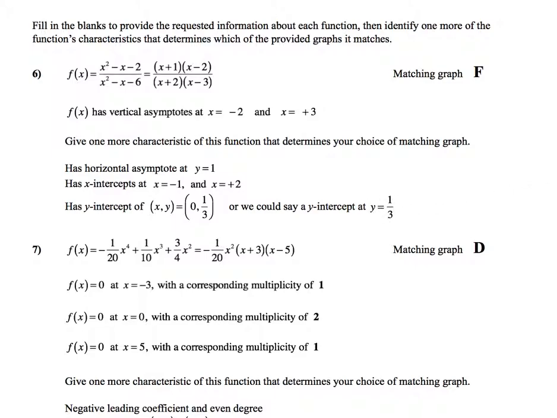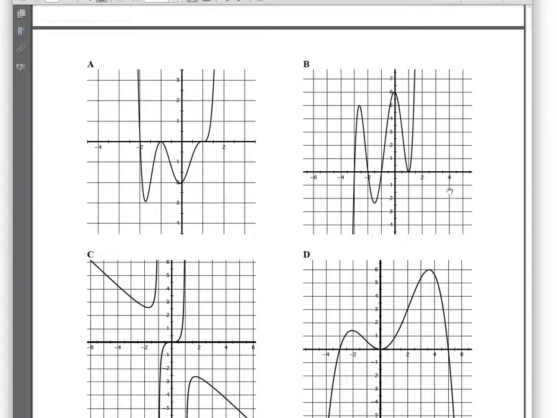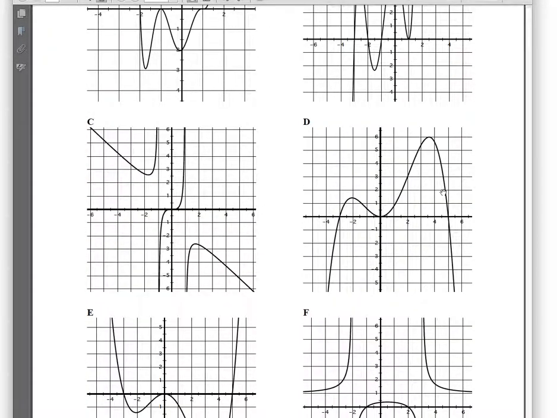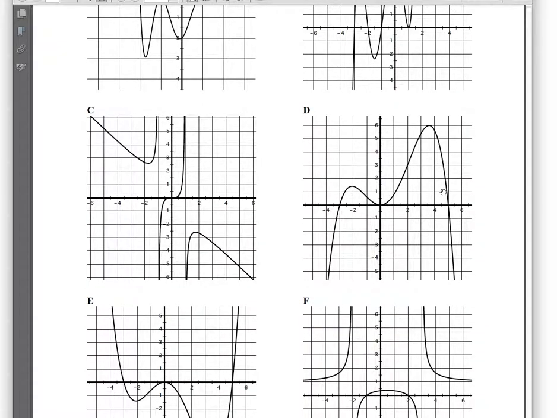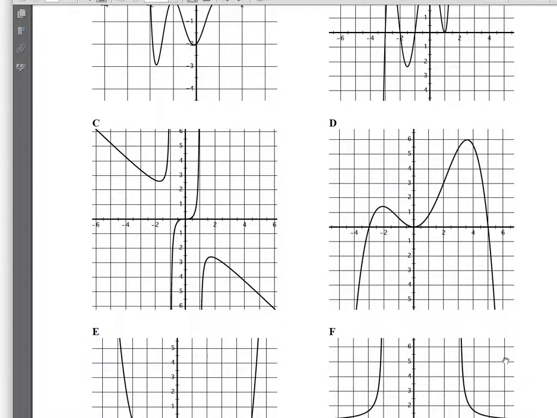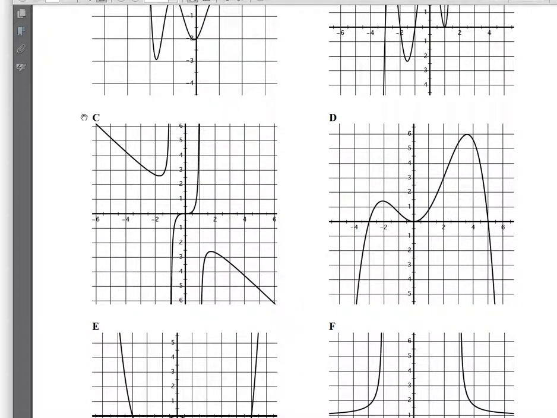Now, which graph does this match? Well, first of all, A, B, D, and E are not going to be matching graphs because they're not rational function graphs. They're polynomials. So we look at the rationals, which means graph C and graph F.